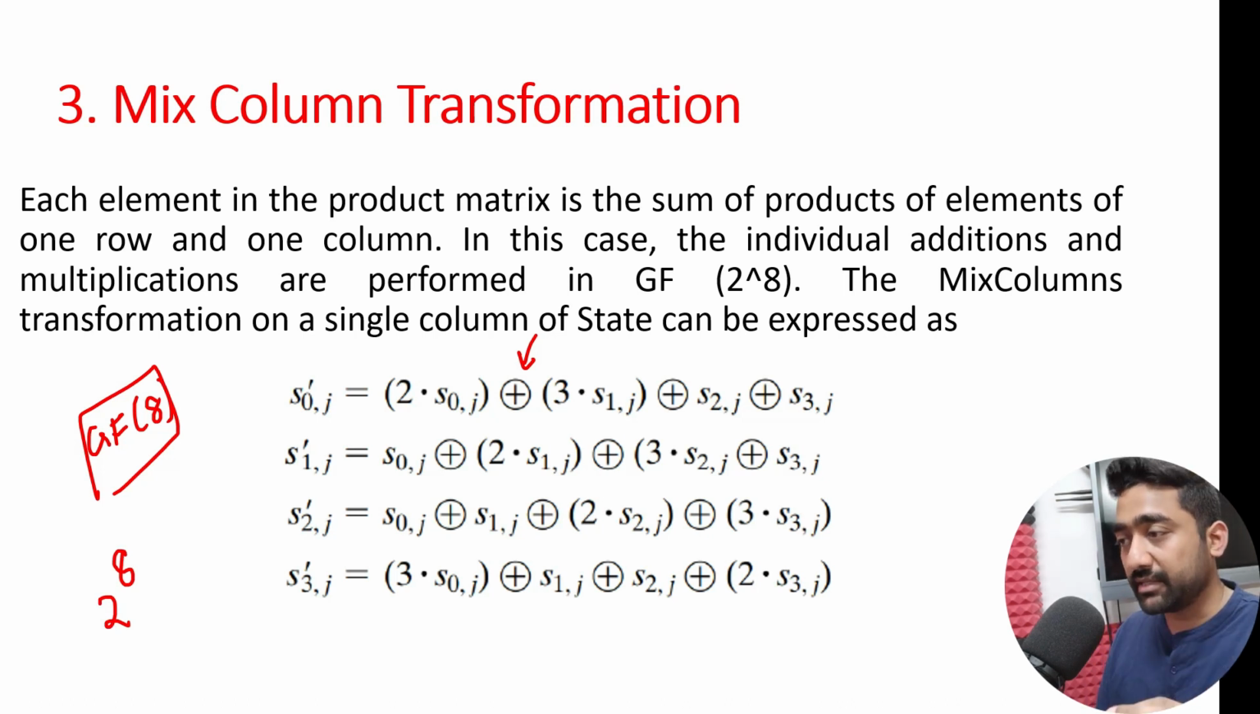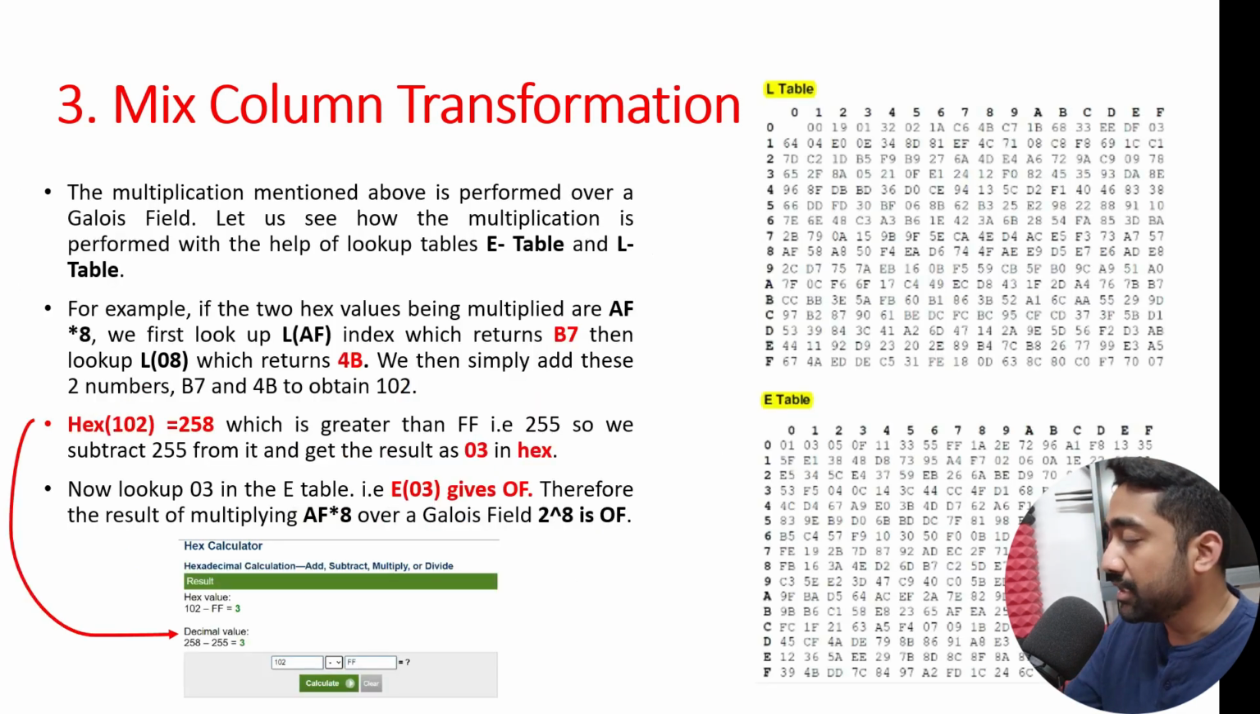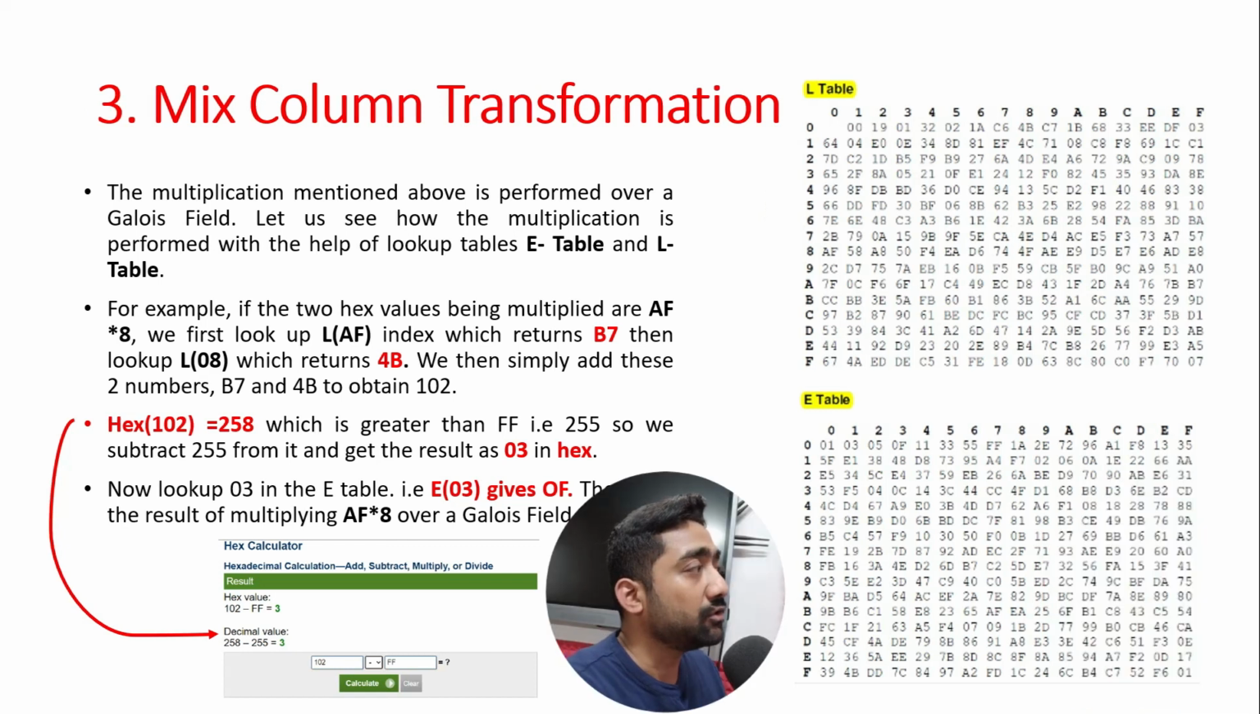Let me break this down and show you how we can perform this kind of operation. In short, I am assuming that 2 into S0J is what we want to find out. But we can't multiply it simply. We have to multiply it over the Galois field 8. So for that purpose, we are going to make use of this particular table, as you can see on your screens. These tables are what we call an L table and E table. Now how to make use of it?